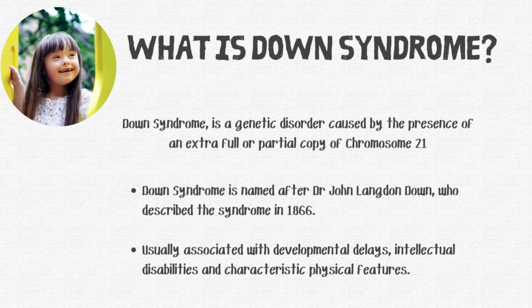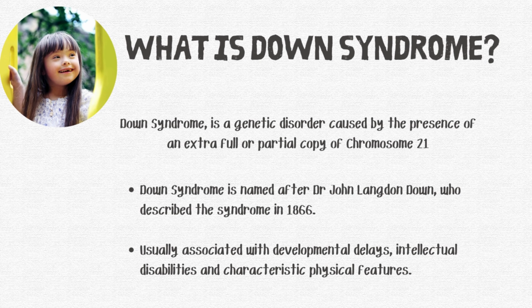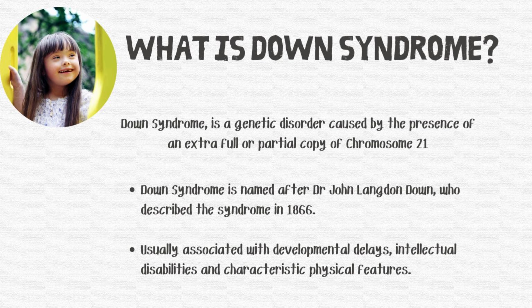What is Down syndrome? Down syndrome is a genetic disorder caused by the presence of an extra full or partial copy of chromosome 21. Down syndrome is named after Dr. John Langdon Down, who described the syndrome in 1866. Down syndrome is usually associated with developmental delays, intellectual disabilities, and characteristic physical features.